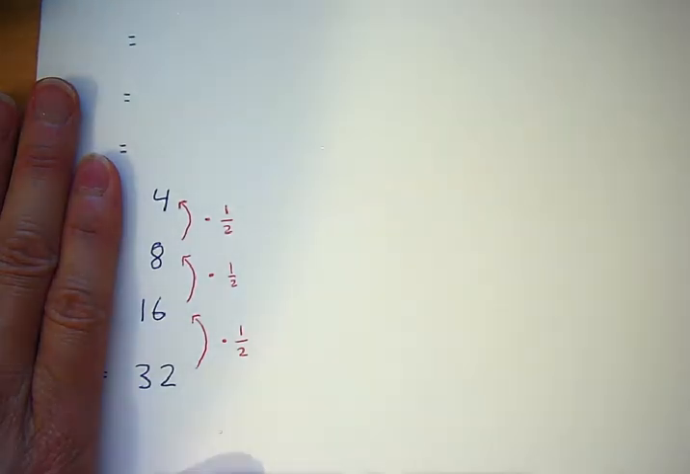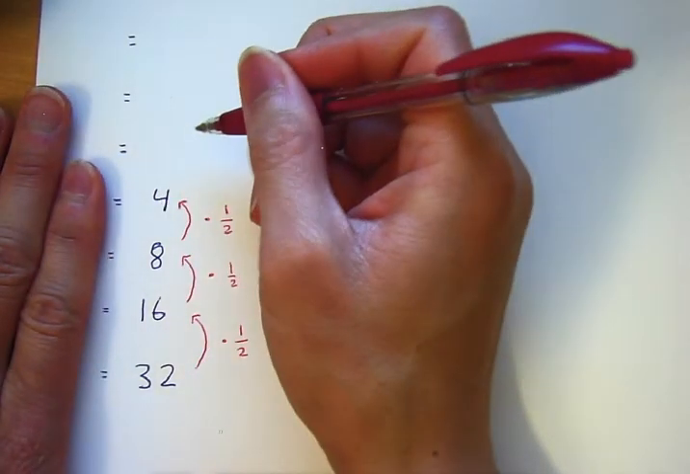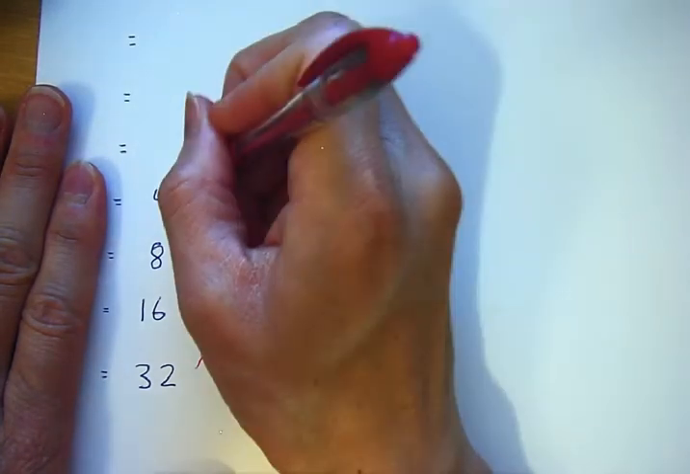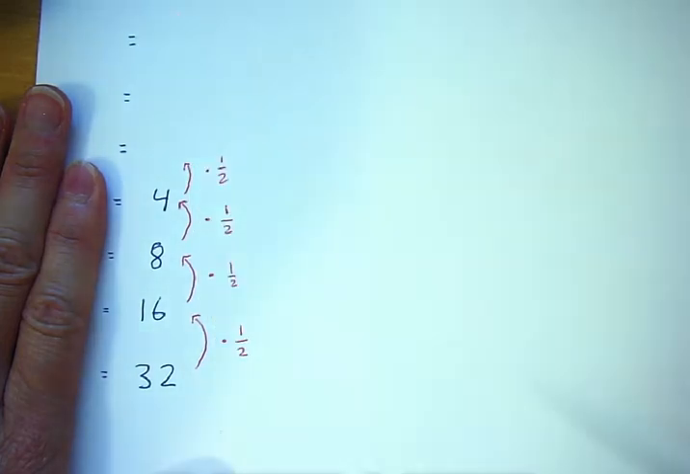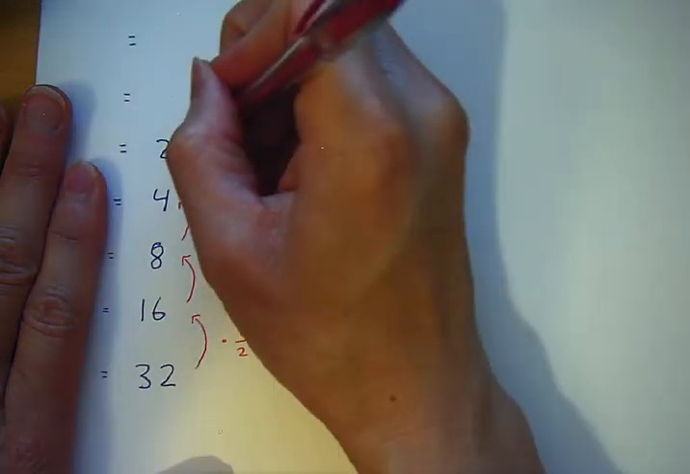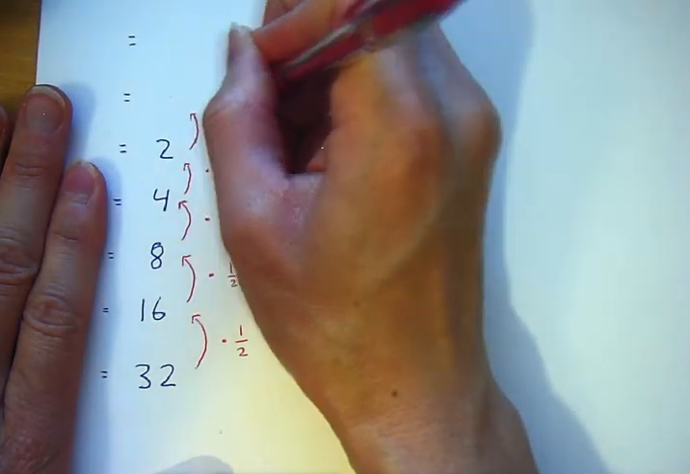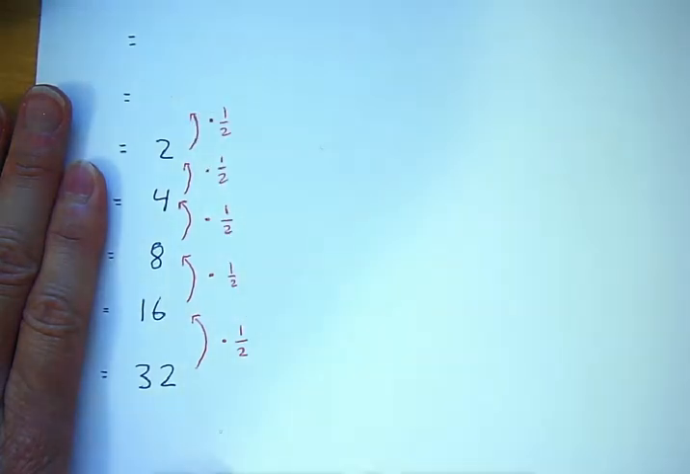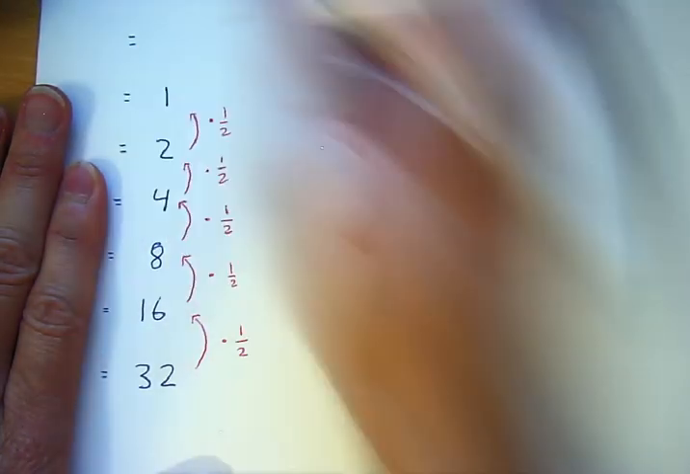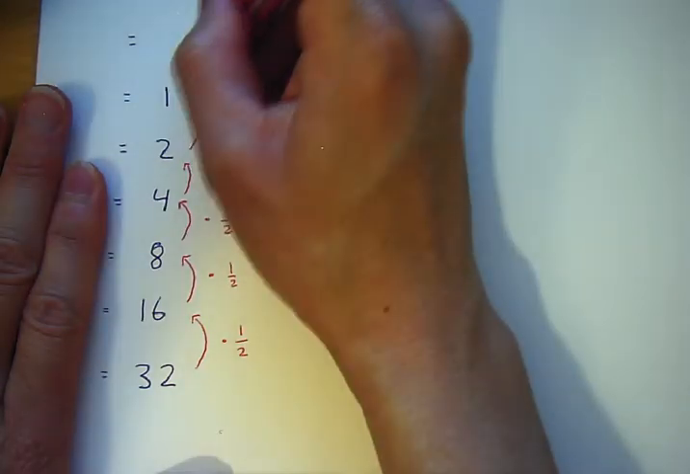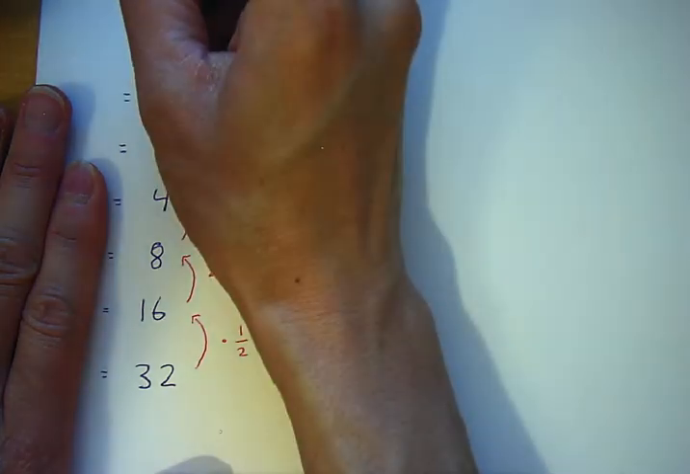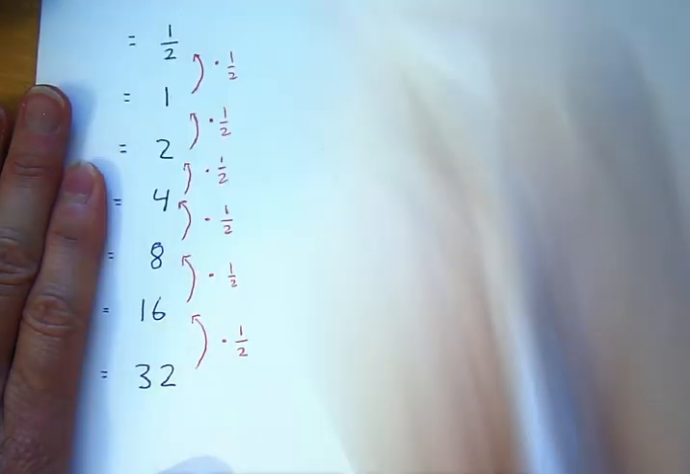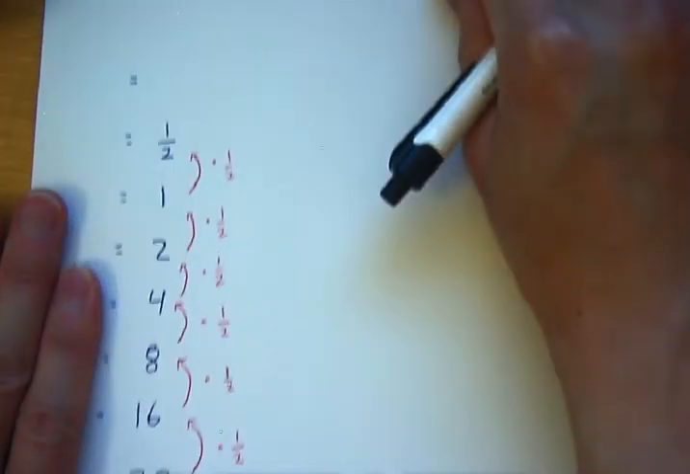Okay, so my next number in my pattern here would be 4 times 1/2. That is, of course, equal to 2. And what is 2 times 1/2? Or what is 1/2 of 2? 1. What is 1 times 1/2? Well, anything times 1 is that same anything, so that's 1/2. Let's continue.